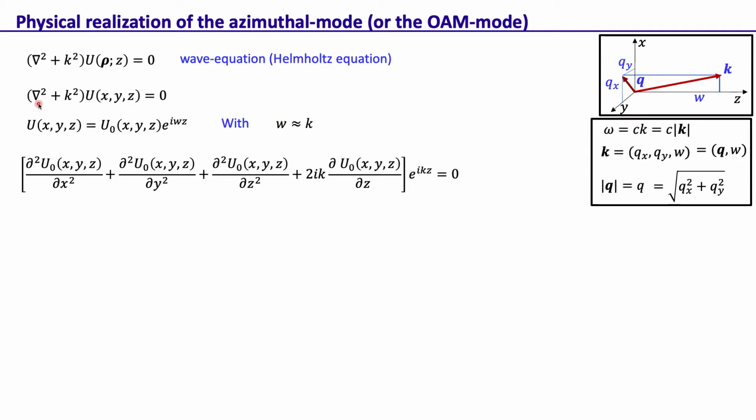So when we write this del square, that's del square by del x square, del square by del y square, del square by del z square, and for this del square by del z square, since we are writing u like this, it acts on both u naught, this part, and then this part. And so we just do the simple calculation.